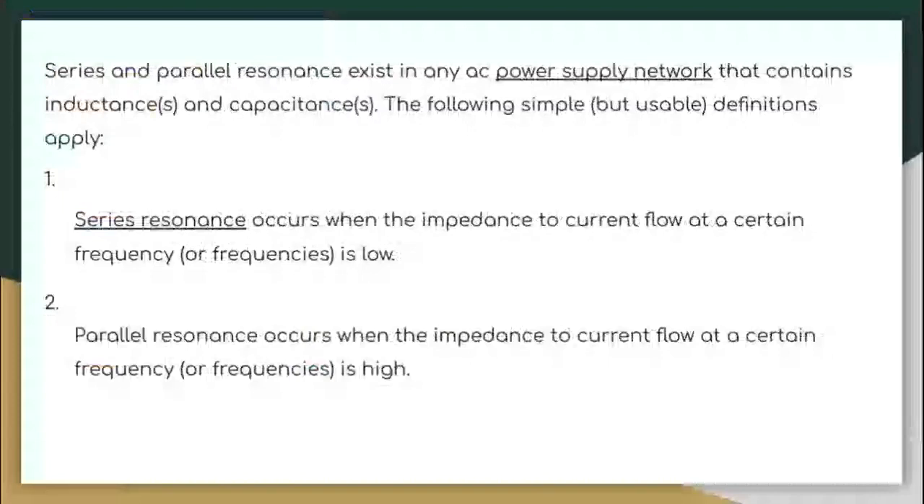Series and parallel resonance exist in any AC power supply network that contains inductances and capacitances. The following simple but usable definitions apply. Number 1, series resonance, which occurs when the impedance to current flow at a certain frequency or frequencies is low. Number 2, parallel resonance occurs when the impedance to current flow at a certain frequency is high.